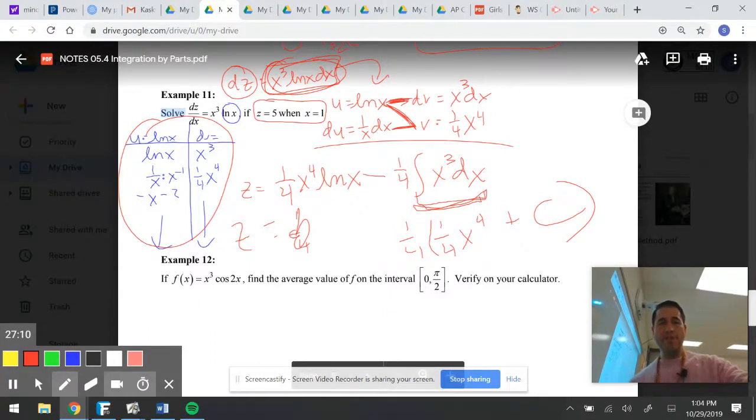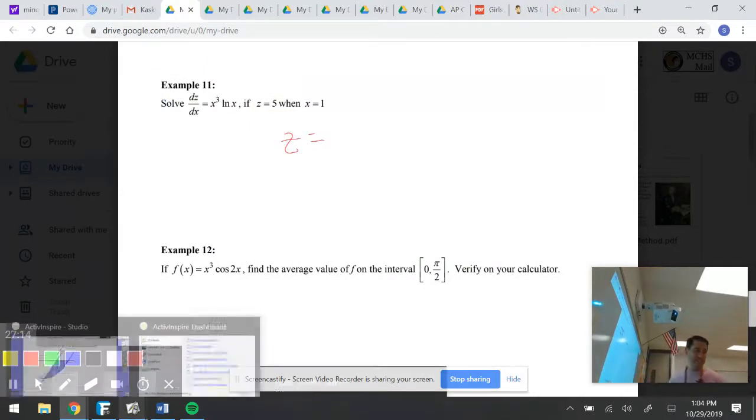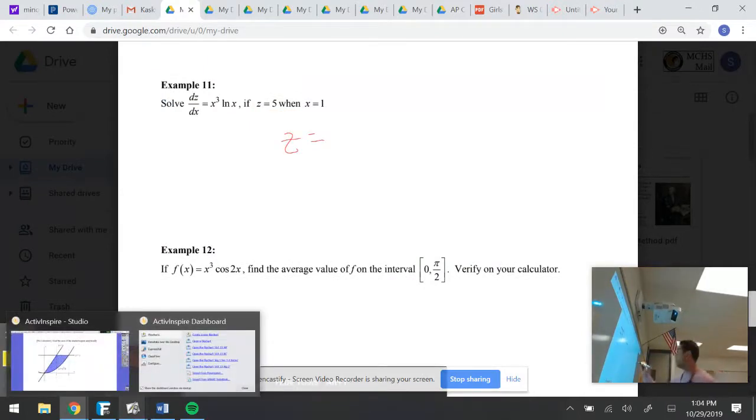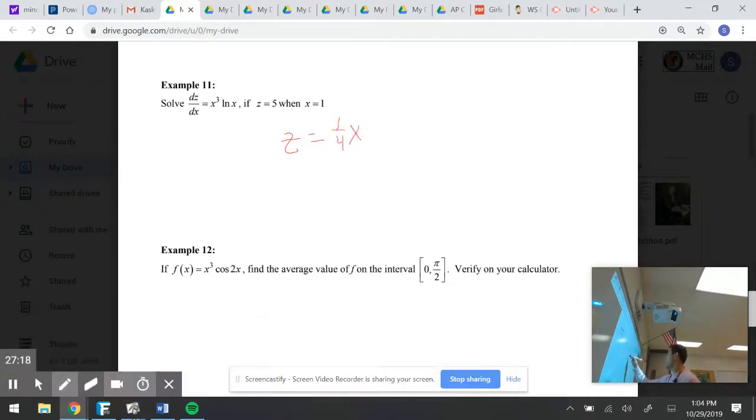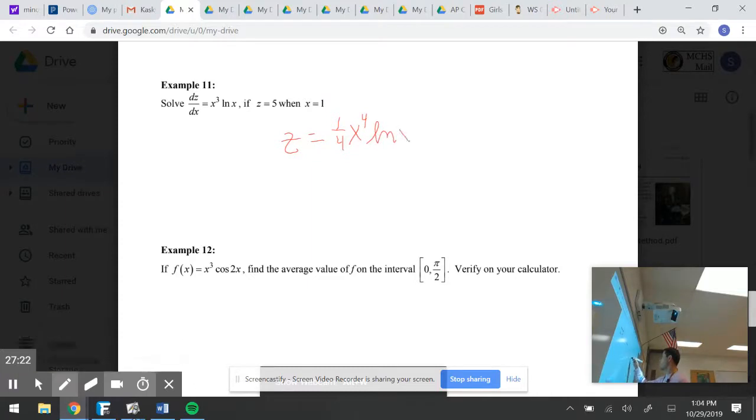If you followed that, and I will finish it with you guys, you should get z is equal to 1/4 x to the fourth natural log of x, and you have the notes right there with you, so I'm looking off my notes, minus 1/16 x to the fourth plus c. And then what do I have to do? C came up, so let's find c. I'm going to plug a 1 in for x and a 5 in for z.